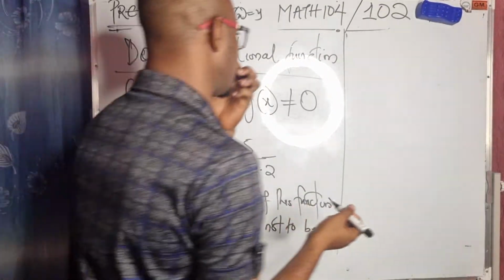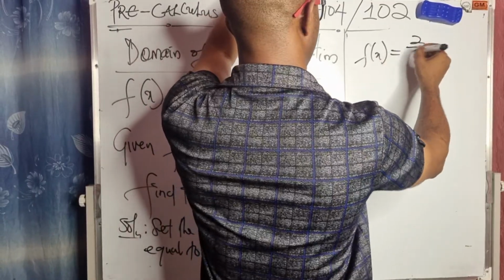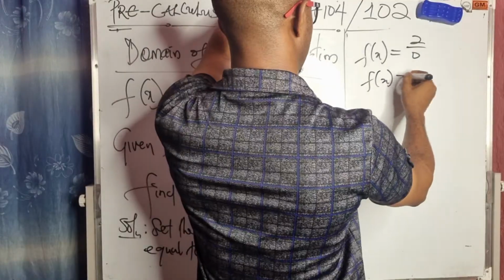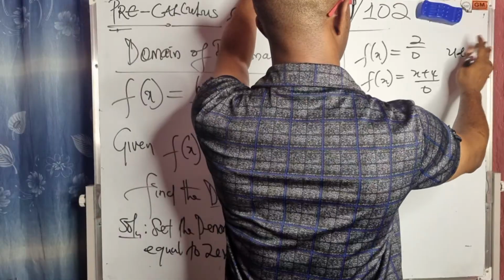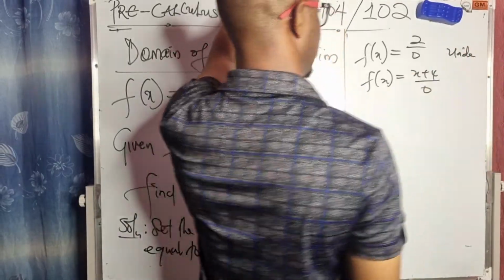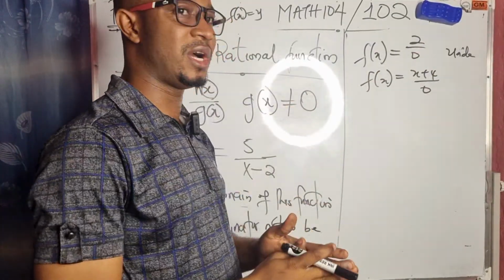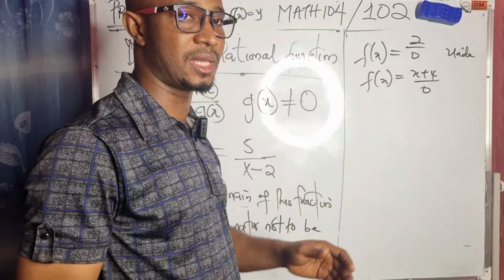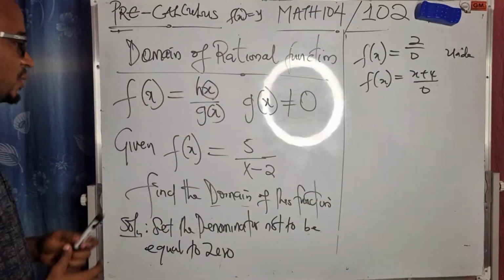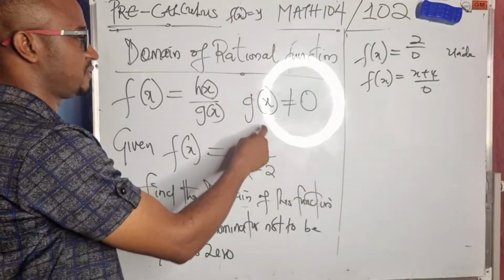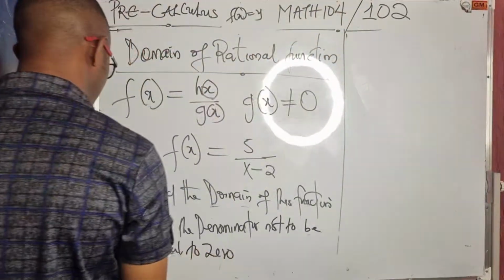Are we there? For example, if I have a function like f of x equals 2 over 0, or f of x equals x plus 4 over 0, these are undefined functions. By the time you punch a calculator to divide 2 by 0, you have a mathematical error, or undefined. So the best way to define a rational function is to set the denominator, which is g of x, not equal to 0. Let's see what we are going to obtain here.